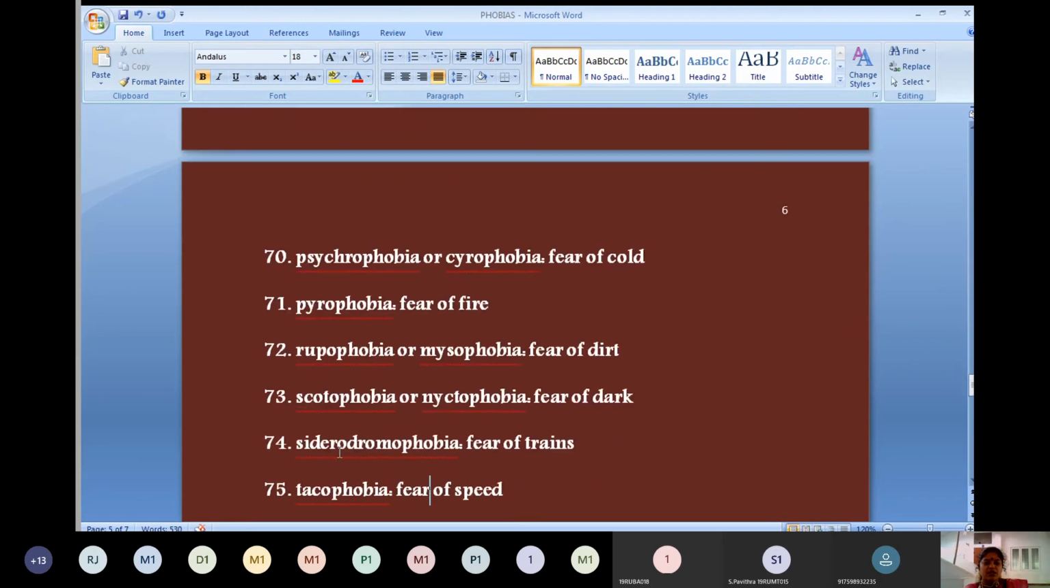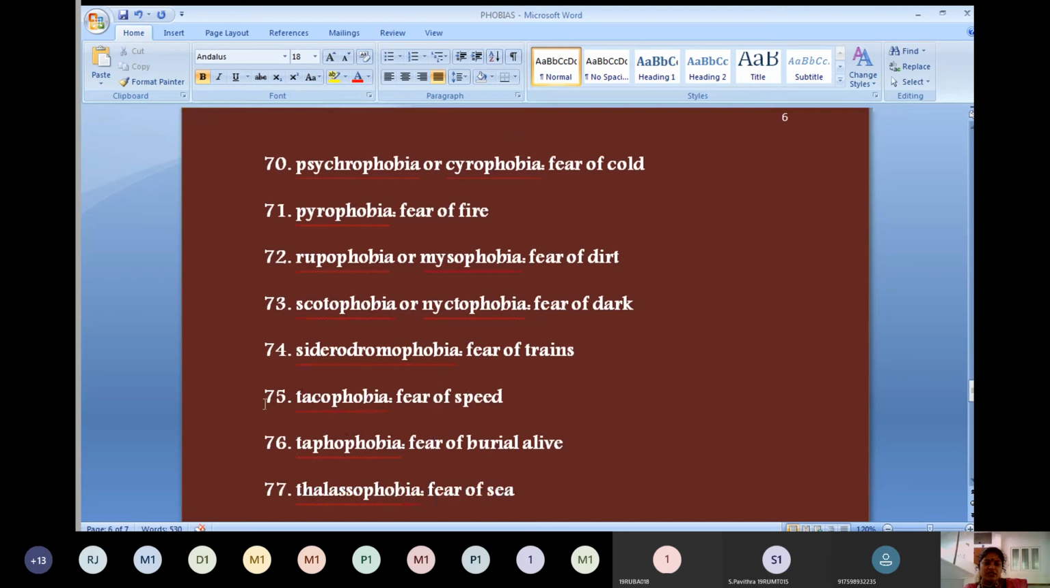Look at the next word. Cyclophobia or Cerophobia. Fear of cold. Then fear of fire. Pyrophobia. Fear of dirt. அழுக்குனாலே பயம். Misophobia or Rupophobia. Fear of dark. இருட்டு அப்படின்னாலே ஒரு அச்சம் அப்படின்னா Scotophobia or Nyctophobia. Fear of darkness and night.